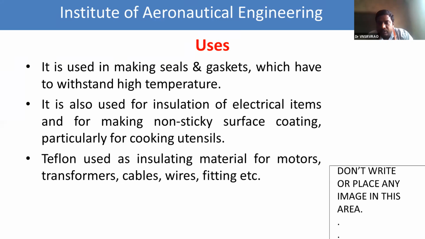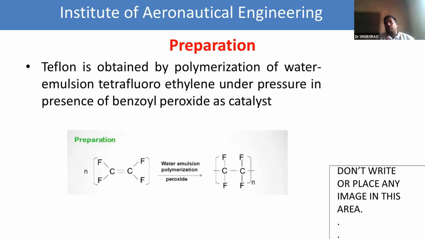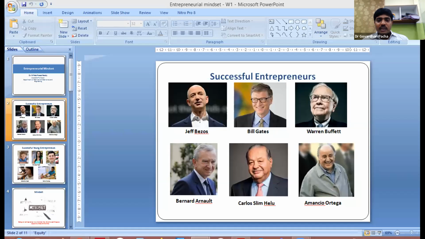And the third one: Teflon is used as an insulating material for motors, transformers, cables, wires, fittings, etc. So for all these purposes, Teflon acts as an insulating material. So this is about the uses of Teflon. That is the overall preparation. Any doubts as of now?